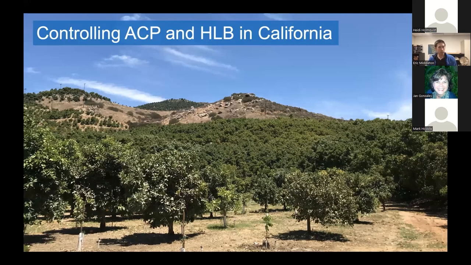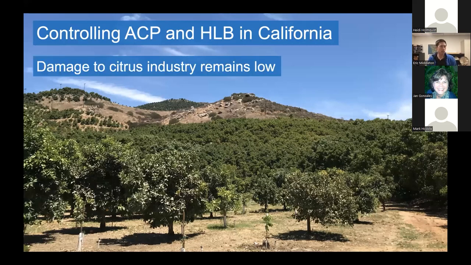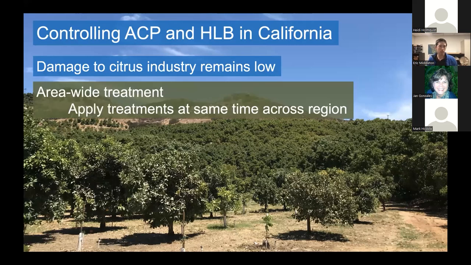So what's being done for controlling ACP and HLB in California? Fortunately, as we said, the damage to the citrus industry remains relatively low. And then also writ large, the damage to residential citrus is also decently low, although more HLB is being found in residential areas. Area-wide treatments are still a pretty effective way that is being utilized to try to make sure that psyllid numbers stay pretty low. So basically just make sure you're applying treatments all at the same time, all across a region. So you uniformly try to tamp down on the numbers of Asian citrus psyllids.